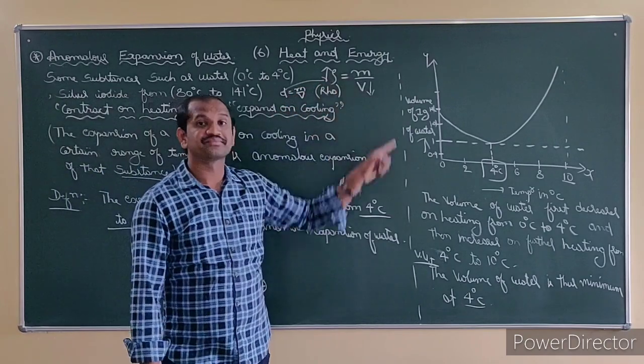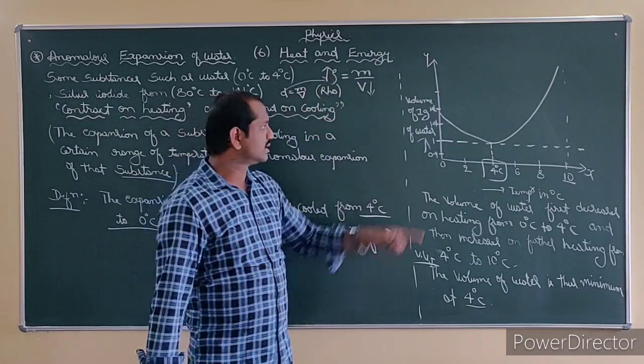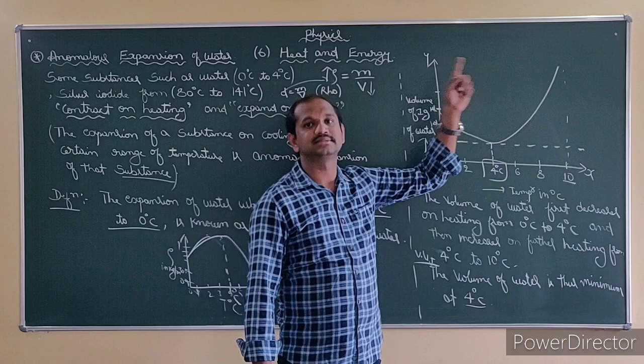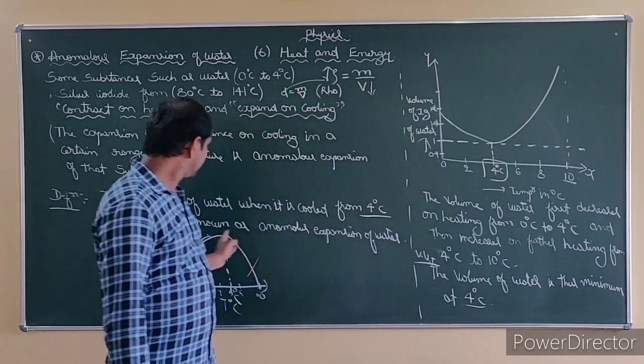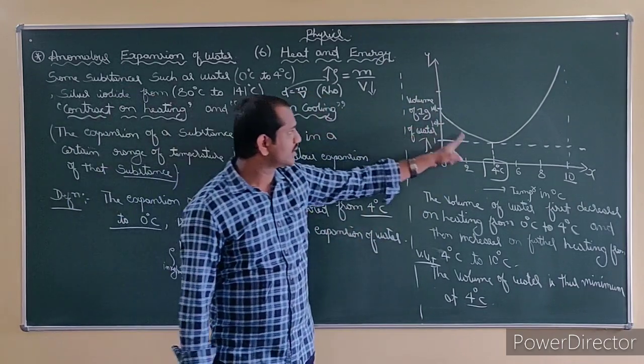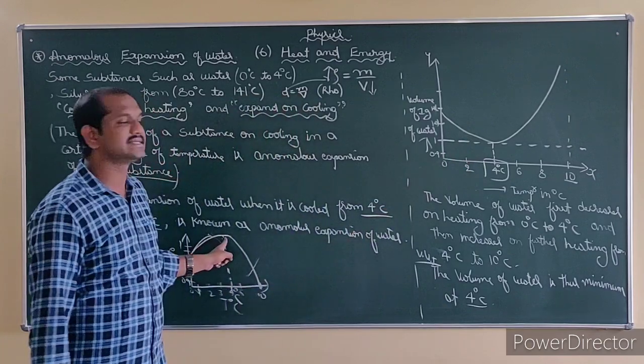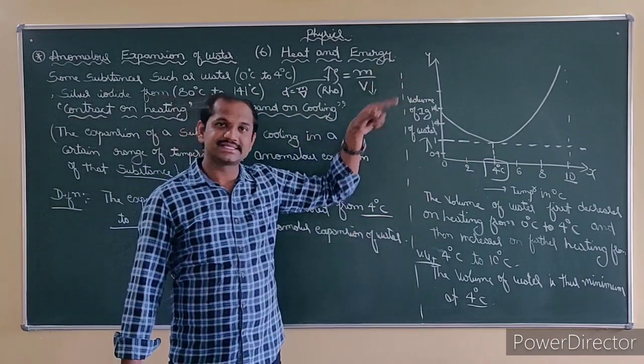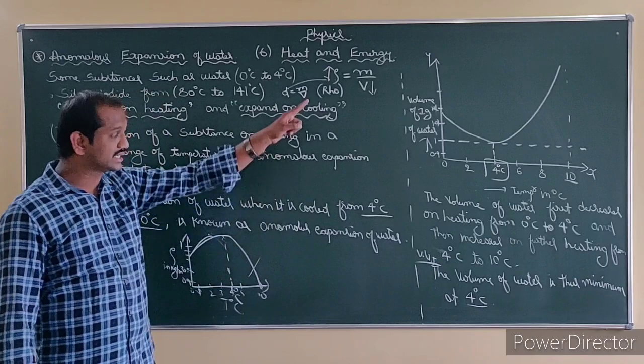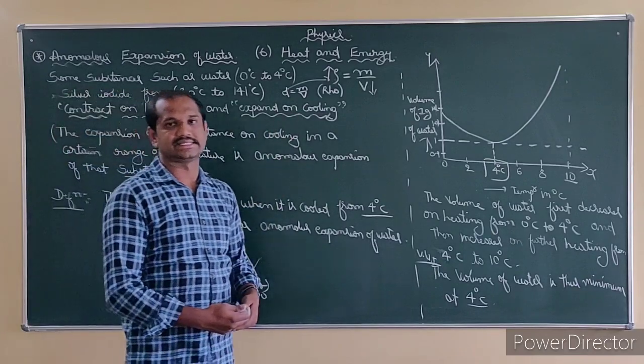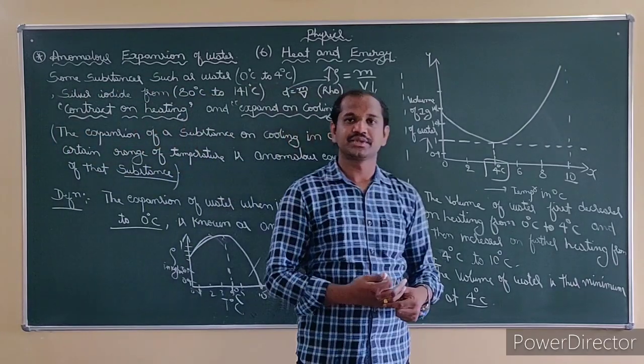Density and volume are inversely proportional to each other. When volume decreases, density increases. From 0 to 4, volume is decreasing and density is increasing. From 4 to 10, volume is increasing and density is decreasing. So that is the concept we need to know.